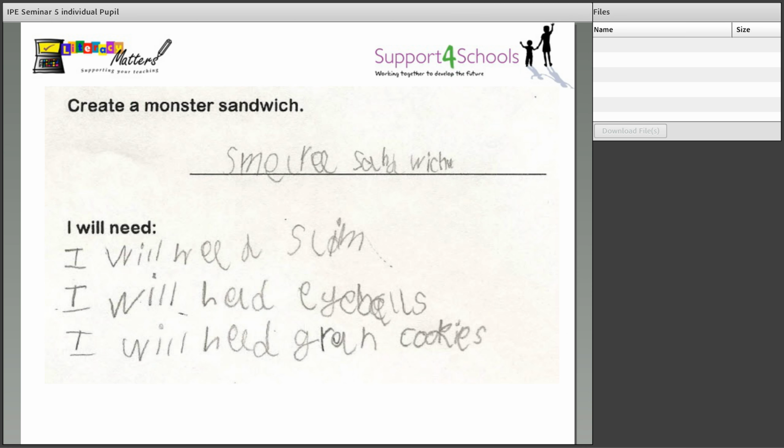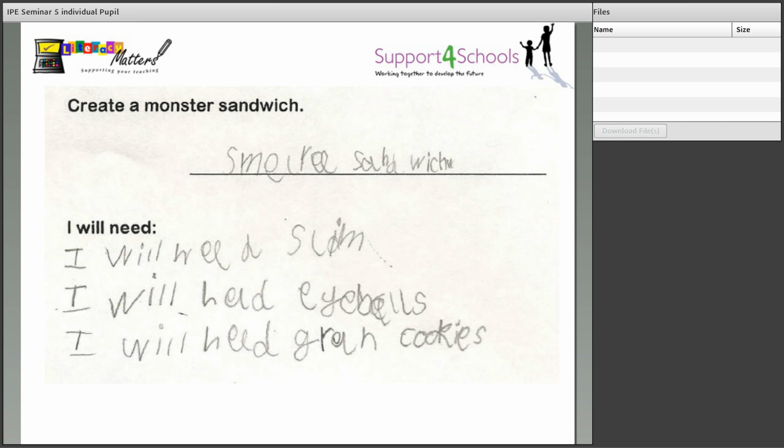So let's go now to an individual child's writing. This child's year 2, and the task was to write a set of instructions. The sheet itself that was used is creating a frame for writing. If we have a look at what this pupil has written here, it says, I will need slime, I will need eyeballs, I will need green cookies. What that child's done is written sentences, whereas that's probably not appropriate for this particular task, because normally you'd write a list of things that you need, and you wouldn't be saying I will need, because it wouldn't be appropriate for this kind of writing.